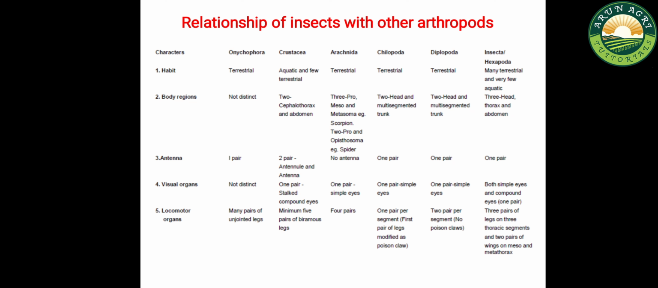Now let us discuss the relationship of insects with other Arthropoda. Are there any similarities, or how are insects different from other classes of the phylum Arthropoda? First, regarding habitat, where the insects or other classes of organisms live: Onychophora, Arachnida, Chilopoda and Diplopoda are all terrestrial in nature, found only on the surface above the soil. But Crustacea are both aquatic and a few are terrestrial.